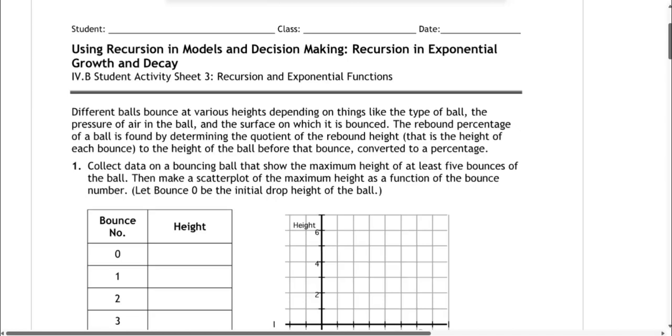All right, guys, so we've talked about recursion using linear or arithmetic models. We're going to do recursion using exponential growth and decay today. So let's go ahead and take a look at that.